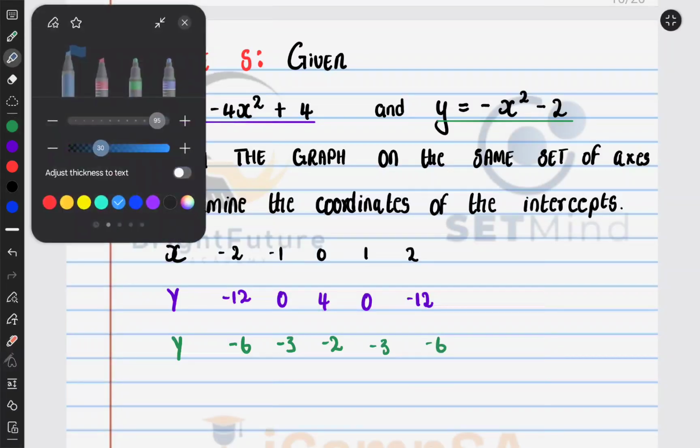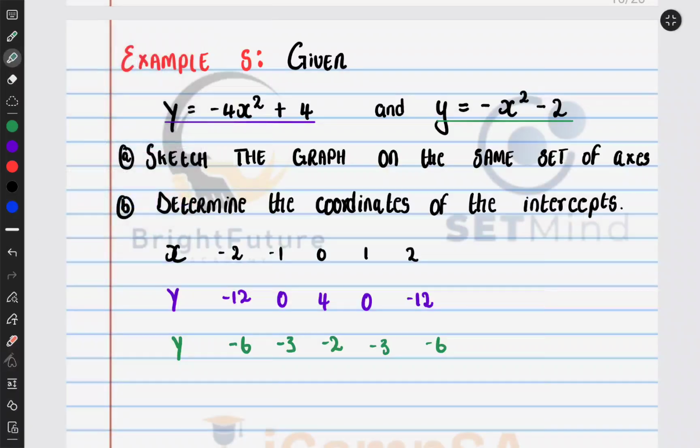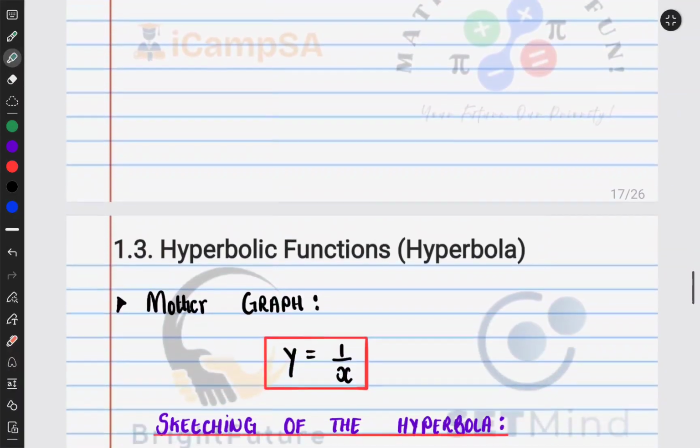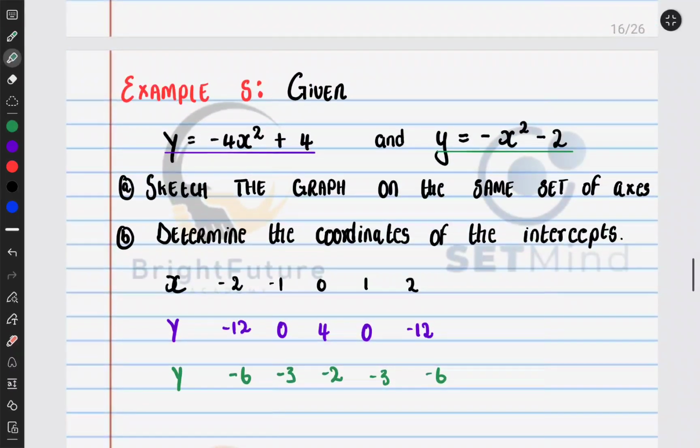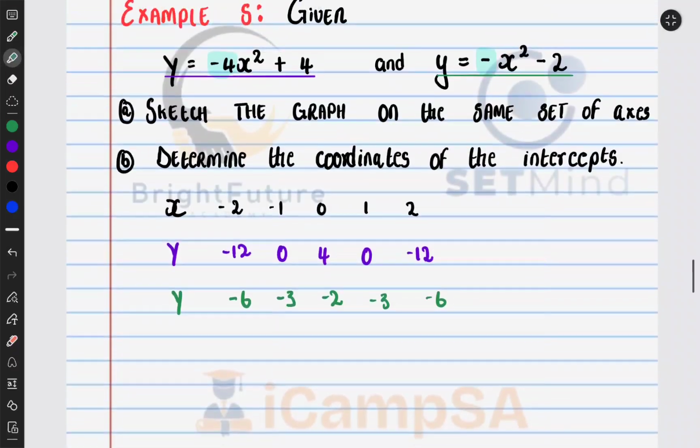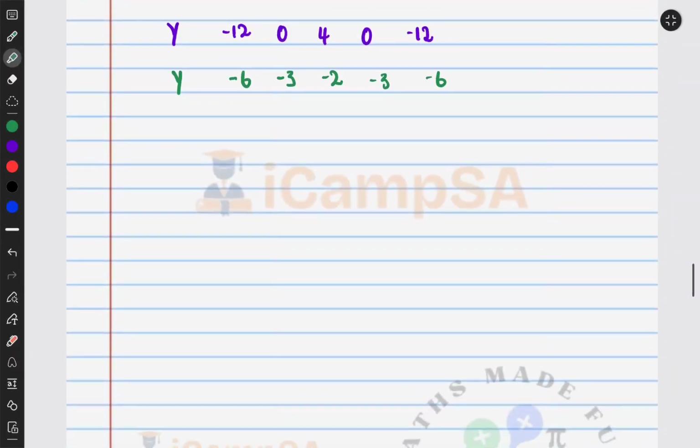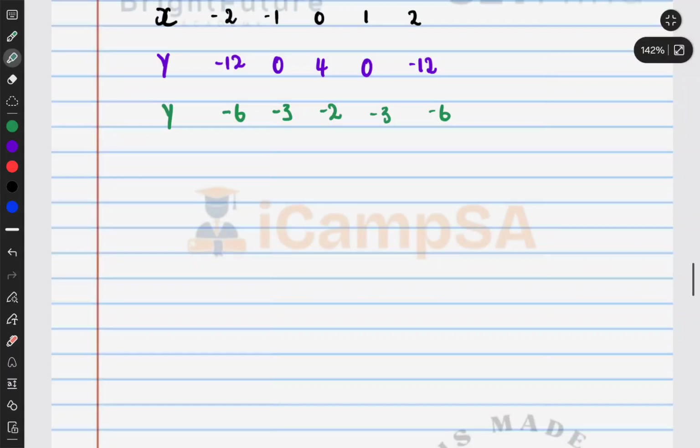Before we get to sketching these two graphs, as you can see here, the value of a is -4. A negative value of a means that this function will be facing down. Same thing here, the value of a is -1. So both of these functions are going to be facing downwards. Without wasting any more time, let's sketch these functions.